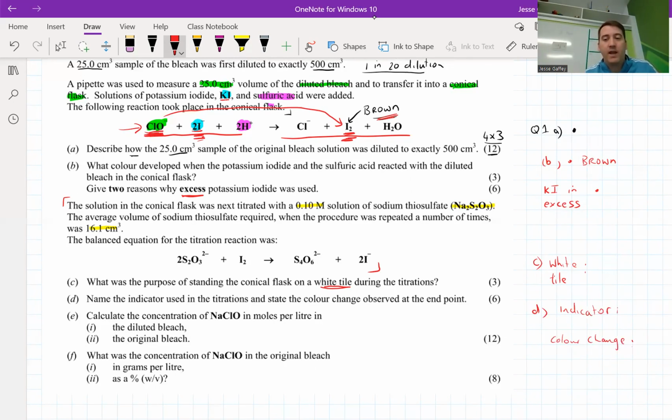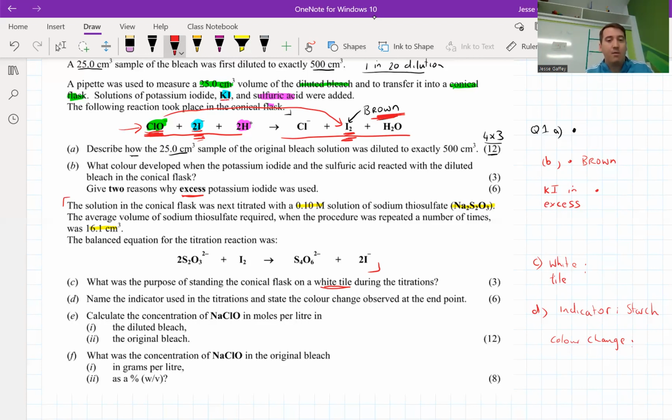Okay, so first of all, the indicator was starch solution, starch, and the color change at the end point. Now, you might be tempted to think that it started as brown, but it didn't, because we didn't add the starch at the beginning. What we did is we titrated against the thiosulfate till it went pale yellow. So we added the thiosulfate until it had gone from reddish brown, had faded to pale yellow, and then we added the starch. So what color does the starch go when it's mixed with this iodine solution? And then what color does it go at the end point?